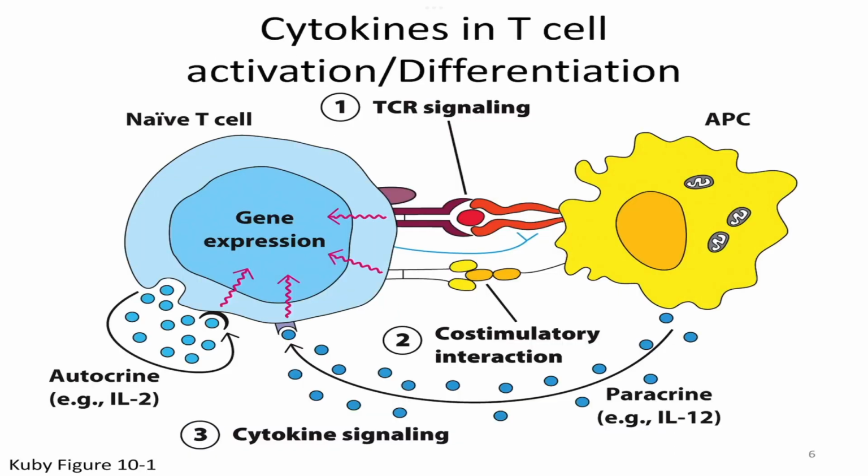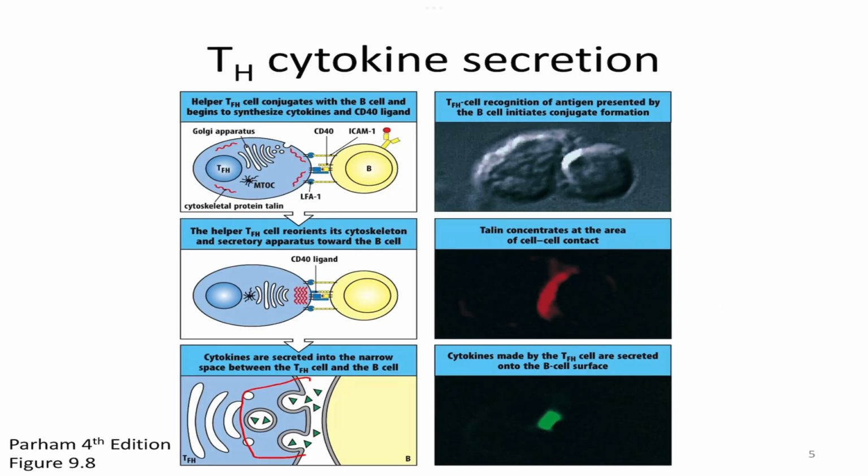However, the specific cytokine that is being secreted by that helper T cell can differ in a number of different situations. There isn't just one kind of helper T cell. There are actually multiple different kinds of helper T cells. And the specific cytokine that the helper T cell is secreting will depend on which type of helper T cell it is.